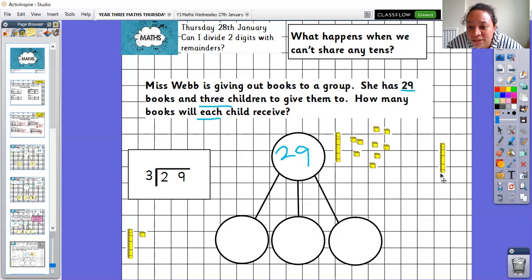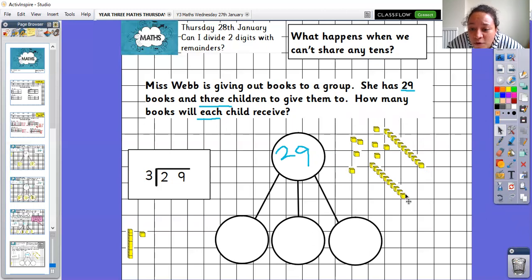So at the moment, let's exchange this ten here for 10 ones. So I need 10 more of you. So I'm going to make 10 more. 1, 2, 3, 4, 5, 6, 7, 8, 9, 10. Okay. But then I've still got this one here and I can't share it out equally. So I need to exchange that one for 10 ones as well. So this one here, I'm going to make some more of you. 1, 2, 3, 4, 5, 6, 7, 8, 9, 10. So now I've got an awful lot of ones to divide.